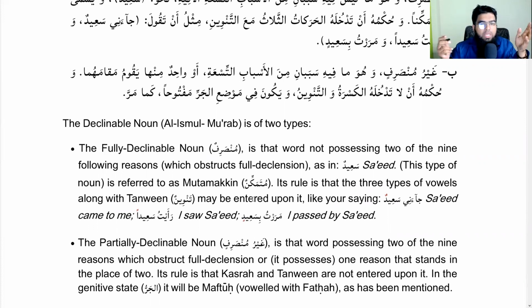Like Ibrahimu. For example, Ibrahim, it has 2 reasons. One is ujma, that means it's a foreign name. And the second is it's an alam. It's a name. It's a foreign word and it's a name. So ujma plus alam, you mix them both, it has to become diptotes. So this is the complicated way.